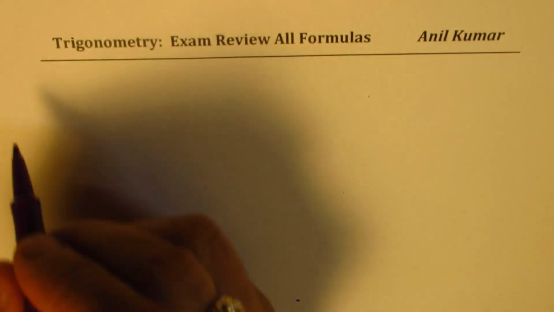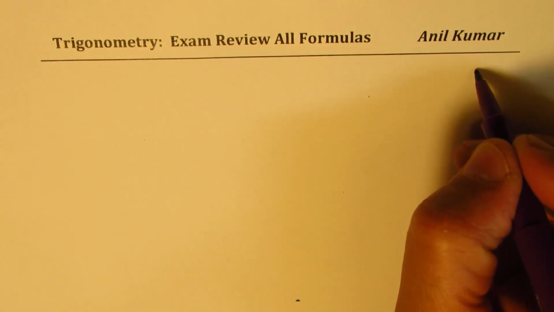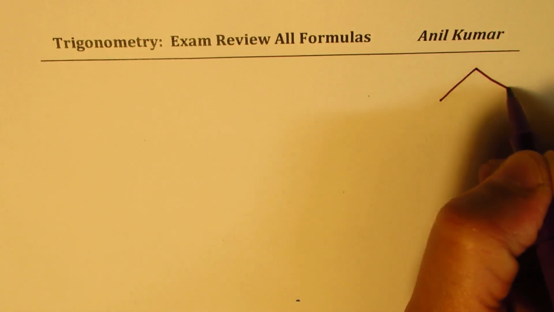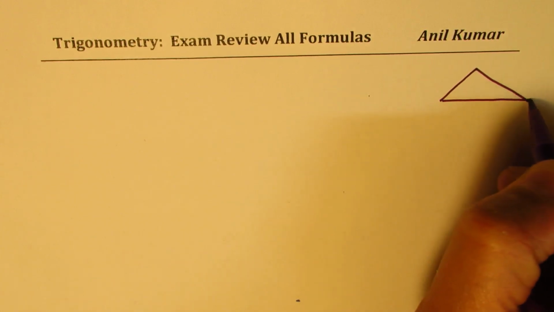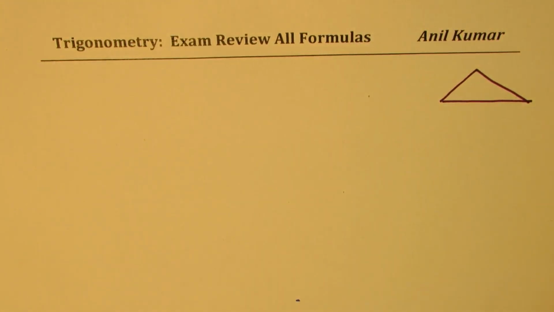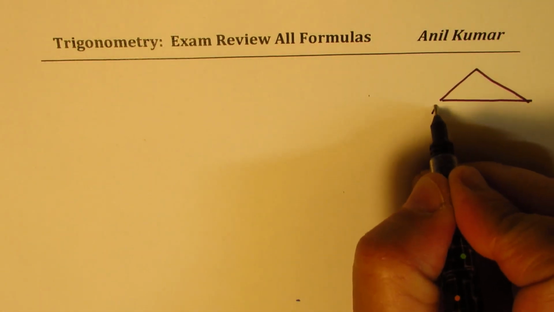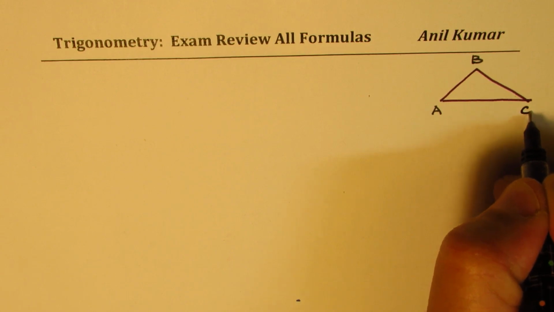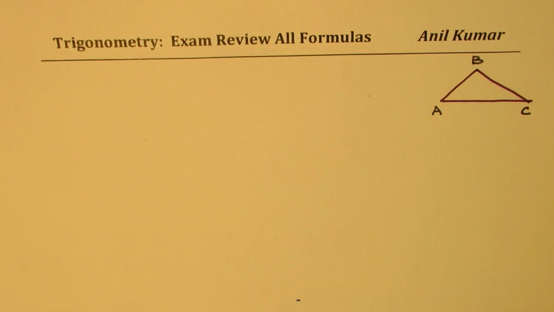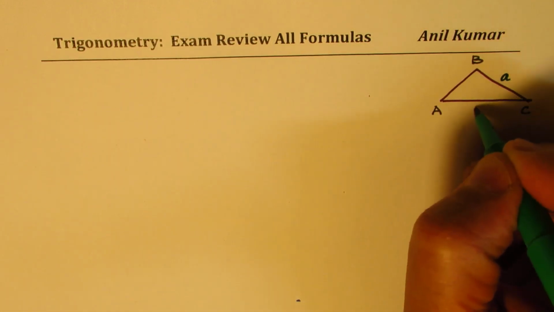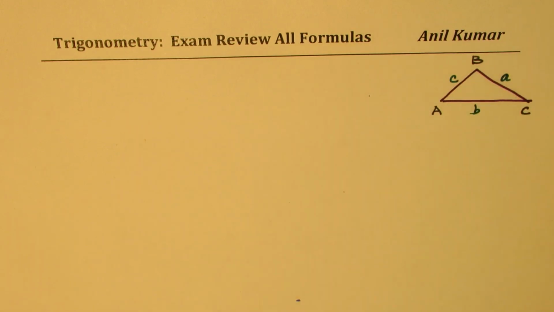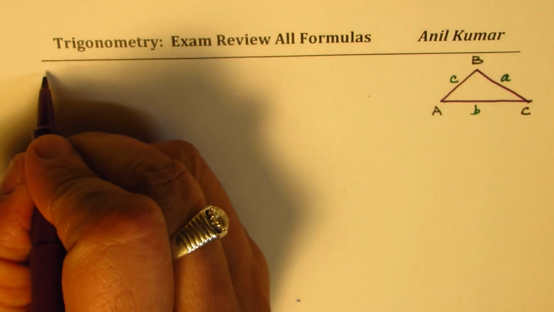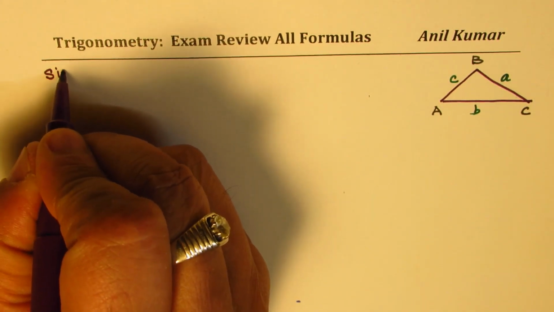Let us see the formulas which you could use for any triangle, right? So here is any general triangle, not necessarily a right triangle. In such triangles, we could solve using sine law and cosine law. So let us say this triangle has sides A, B, and C. We use sine law or cosine law to solve these triangles.